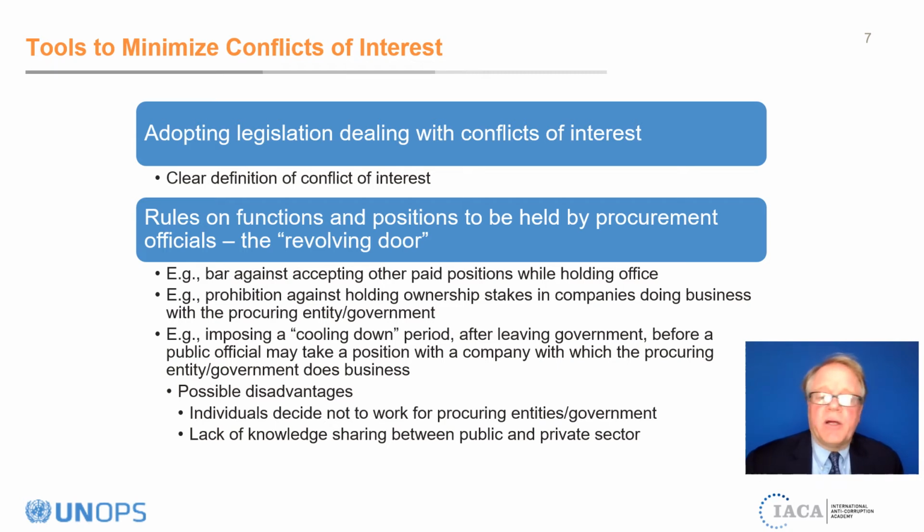There are possible disadvantages to these kinds of rules. Individuals may decide not to work for the government because they don't want to be constrained in the future by these conflict of interest rules. Or there could be a lack of knowledge sharing between the public and private sector. The members of the private sector may not want to share information or knowledge with the public sector if they feel that those might trigger conflicts of interest that could, for example, disqualify them in future procurement. So there's a trade-off that has to do with setting up these rules or these tools to address conflicts of interest in procurement.